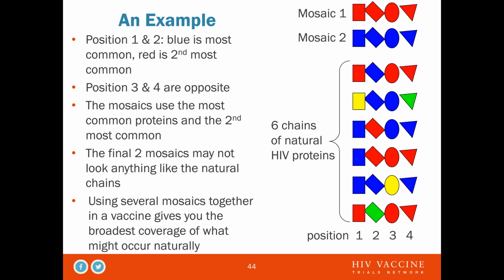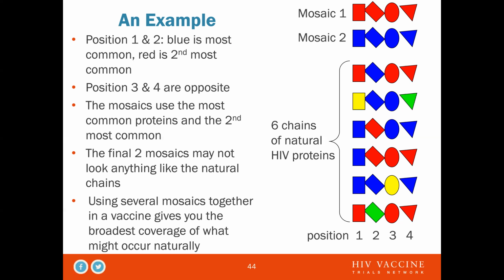So in our example here, it isn't just red and blue in the first position, it's red and blue triangles that are important. So it's not red and blue ovals in the first position here, it's the red and blue triangles. So it's the shape, not just the color, in this example that is important.